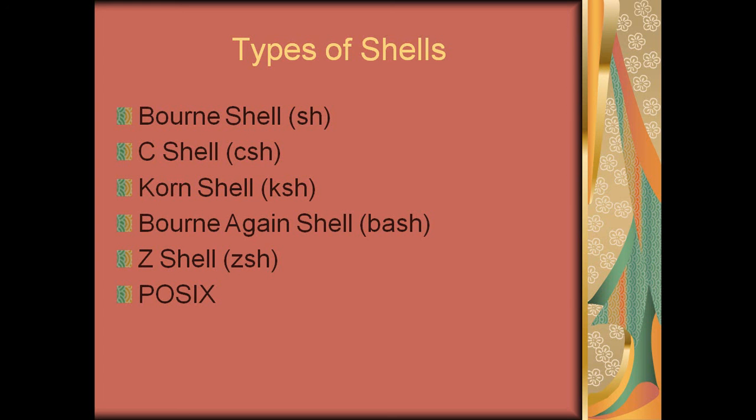Let's view what the different types of shells that currently exist. There are the Bourne shell, C shell, Korn shell, Bourne Again shell, also known as Bash, Z shell, and POSIX.